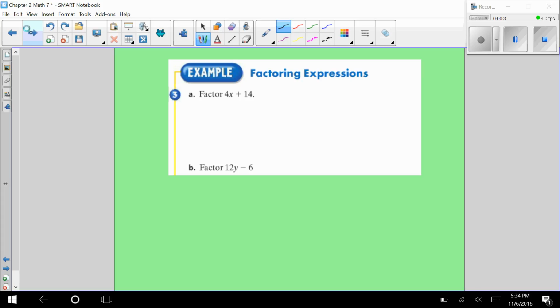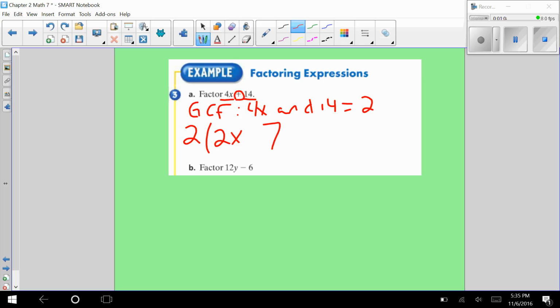So let's start. 4x plus 14. We need to start by finding the GCF of 4x and 14. Basically, we can ignore the x in this and just see what is the GCF of 4 and 14. We know that is 2. So we're going to take our 2, and we're going to think in our heads. Inside of our parentheses will be 2 times what gives me 4x. Well, 2 times 2x gives me 4x. And then 2 times what gives me 14? 7. There's a plus in between, so a plus goes in the middle, and we close our parentheses.